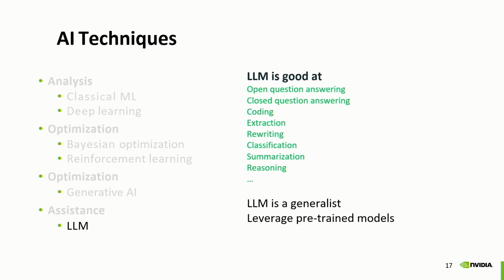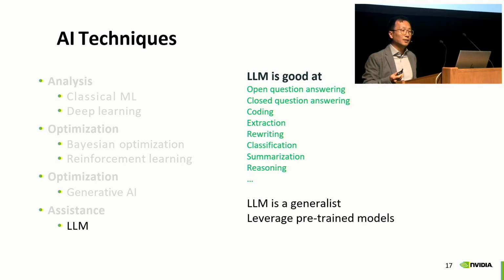Last, but the most important AI technique for chip design is language model. So we all know language model is good at question answering, coding, extraction, rewriting, classification, summarization, and reasoning. Now, compared to the previous AI techniques, LLM is a generalist. Because it's trained on a very large amount of data, it can do many things.